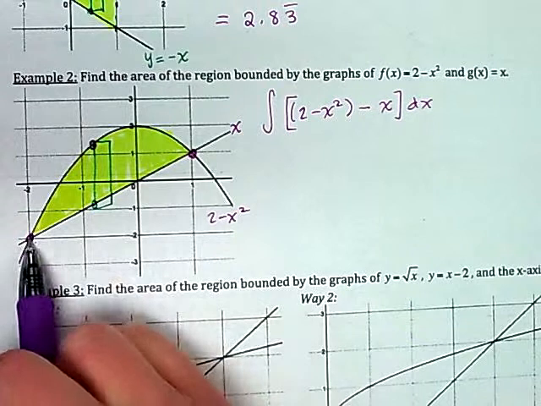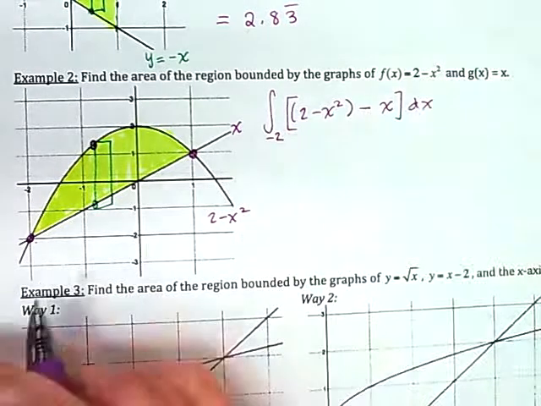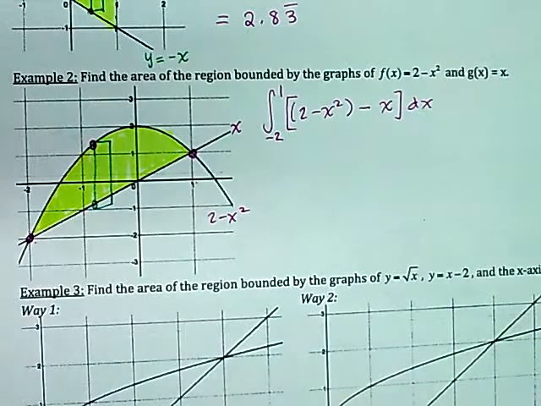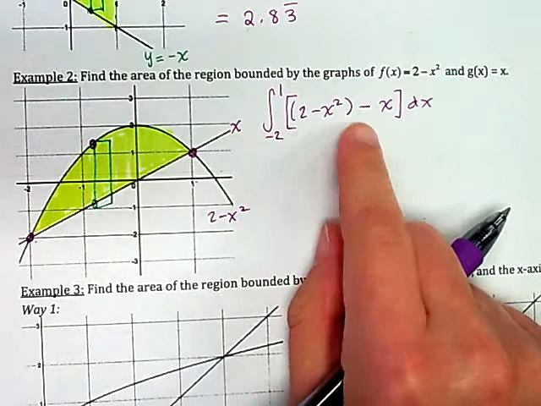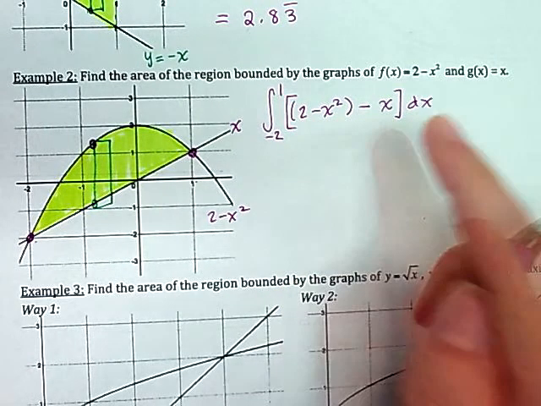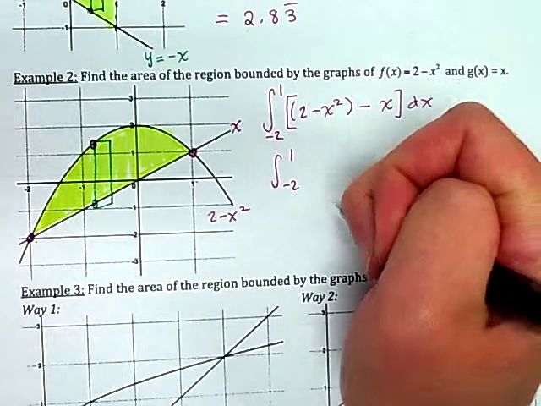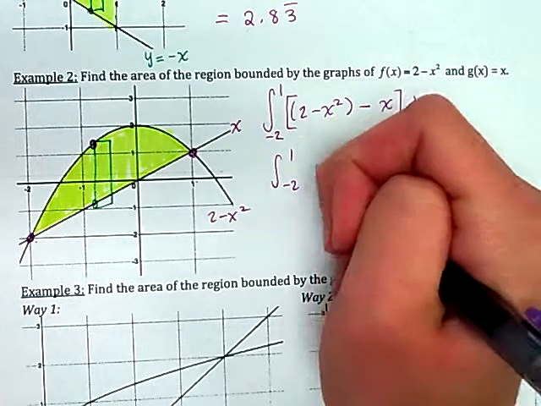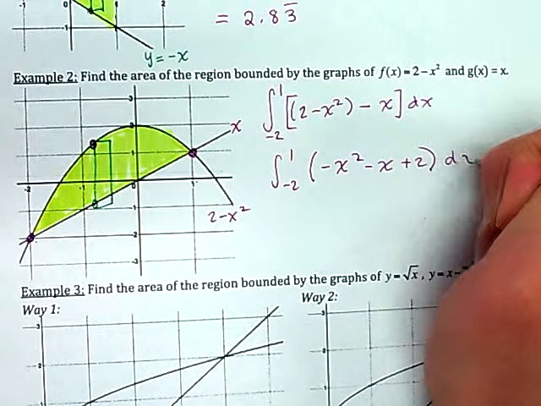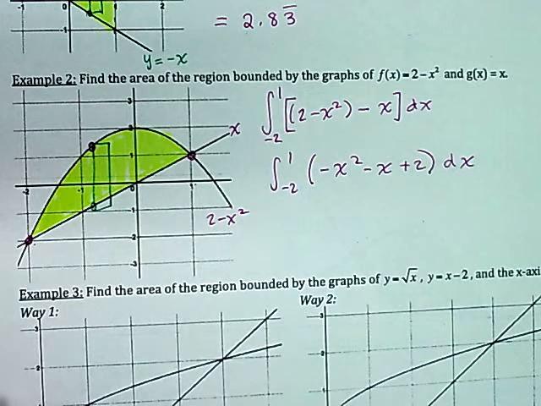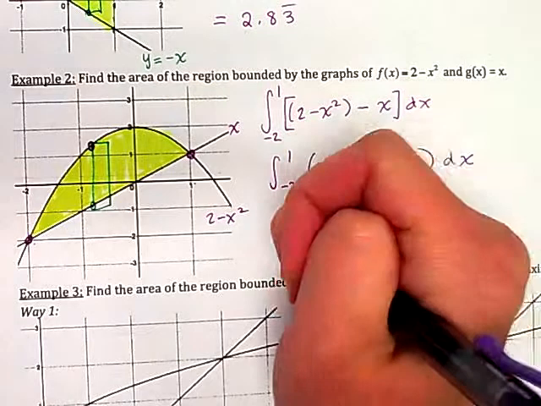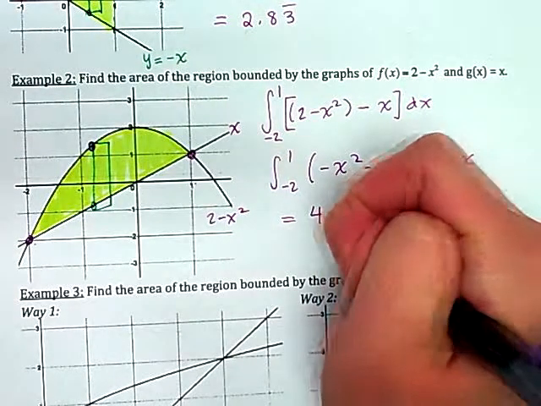So this point on my graph is -2, and this x value here occurs at 1. So I'm doing the integral from -2 to 1 of 2 minus x squared minus x. There's not really any simplifying that needs to happen, but I could rewrite it from least to greatest exponent as -x squared minus x plus 2. And that's what I'm taking the antiderivative of and plugging in those points, or I could just go straight to the calculator at this point, and when I do that I get the value of 4.5.